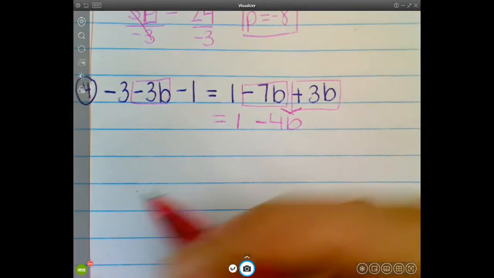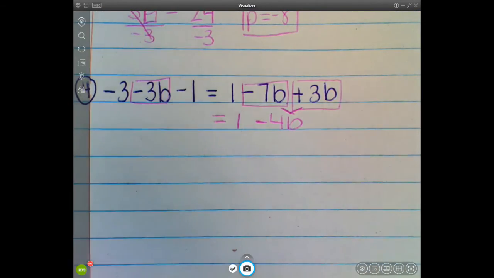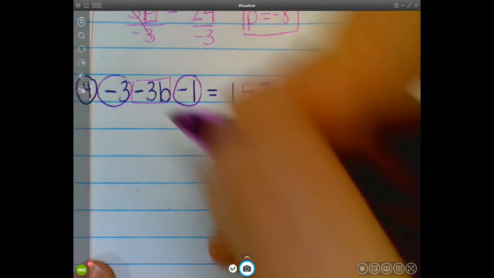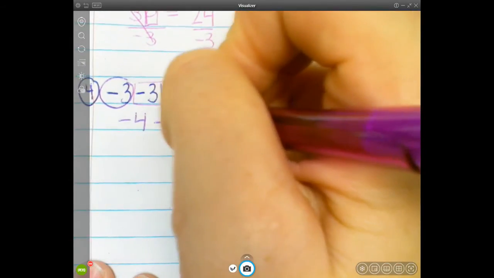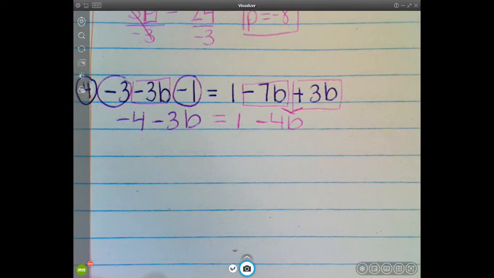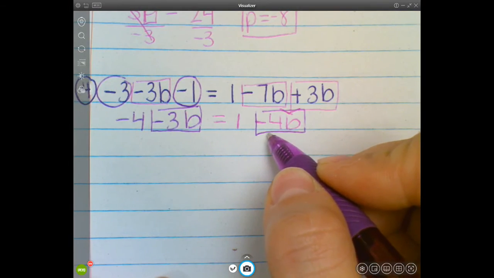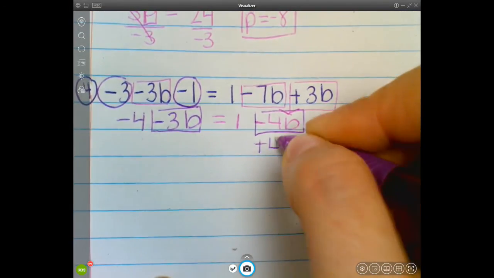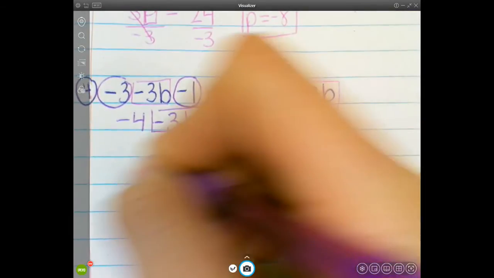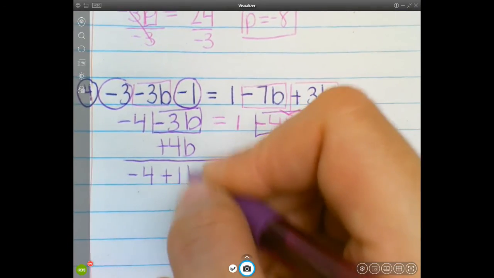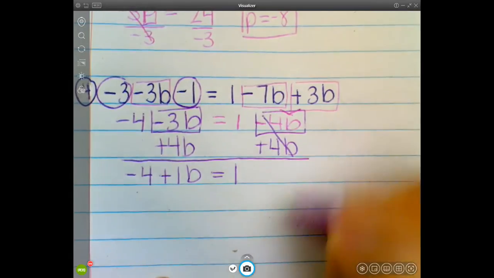But then when I look on this side, I also notice that I have some like terms over here, a negative 3 and a negative 1. So I can also combine those to give me just negative 4 minus 3b. This will help save you on steps if you look for things that you can combine on each side right away. Now if I box my variables, if I want to move my negative 4b to join the 3b, I would add 4b to both sides. Bring down your negative 4. Negative 3 plus 4 is 1b equals 1, and these cancel.